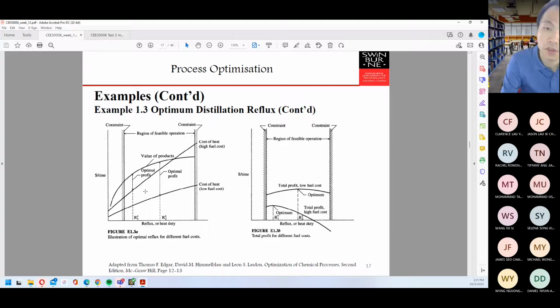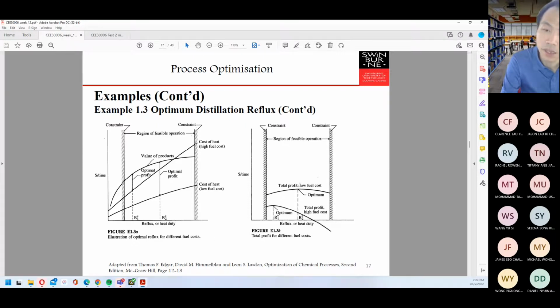So in terms of the profit, that means the value of your product. So whatever the value of your sold product minus the value of the heat that you put in to operate your distillation column. So if the cost of the heat is high, that means your optimal point will be operated in here. If your cost of the heat is low, then the optimal point will be here.